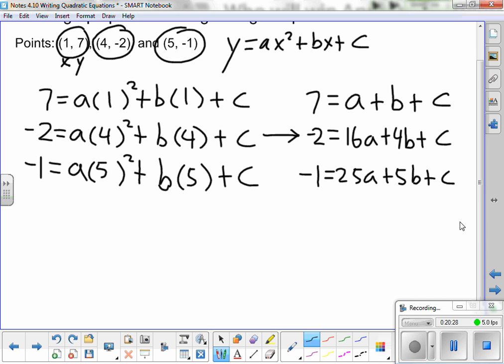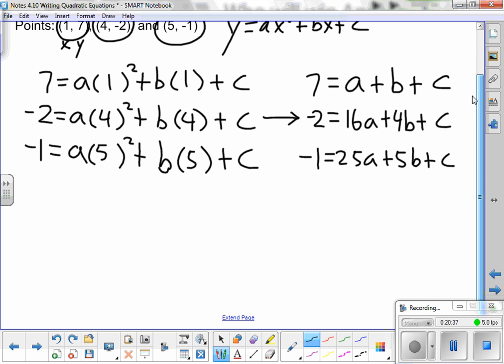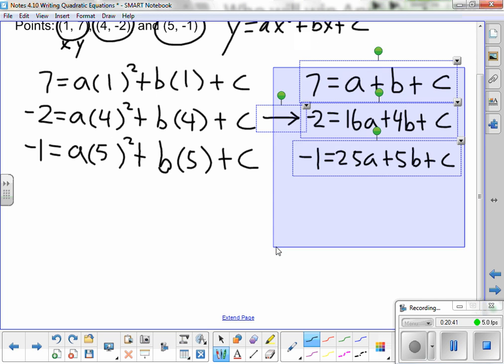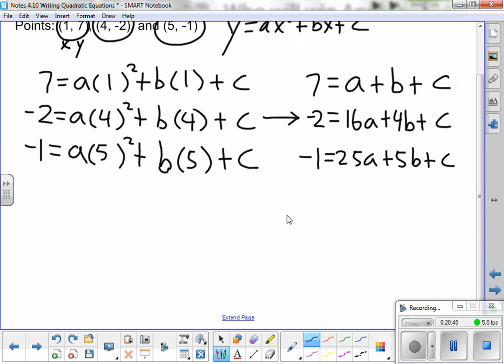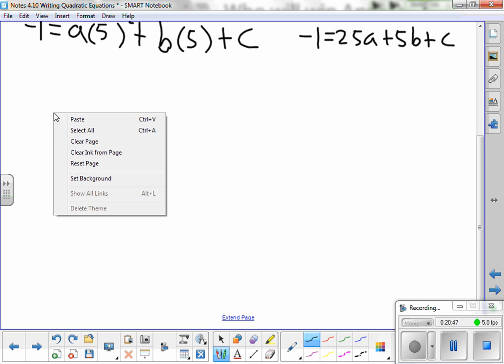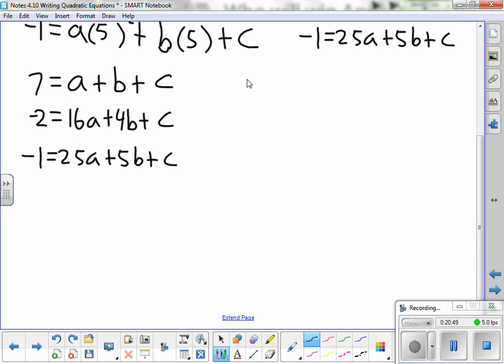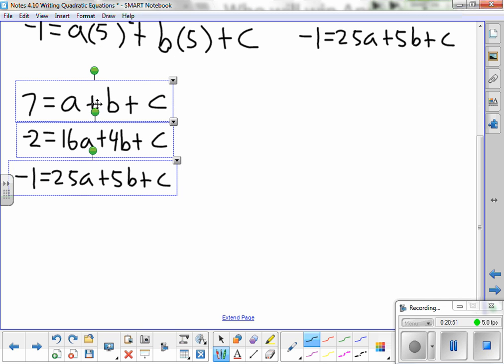And that was the bell, so let me pause this for a little bit. All right, so now I'm going to go ahead and write these again down here. I don't feel like rewriting the whole thing again. All right, so I'm just taking these three equations.